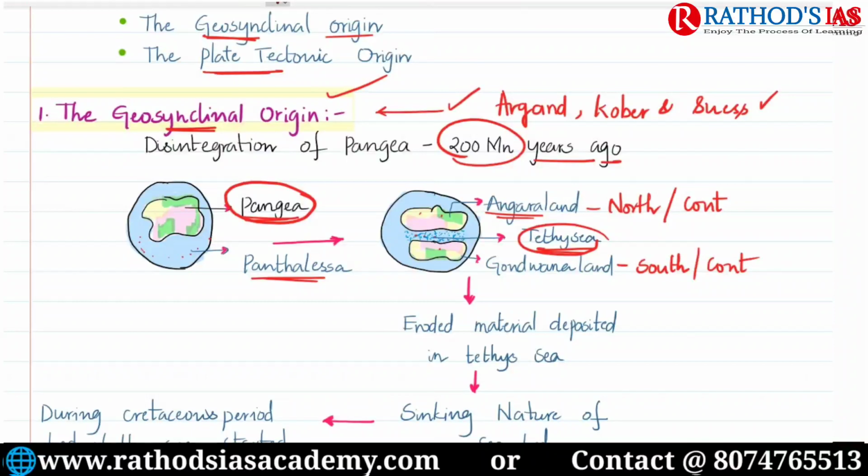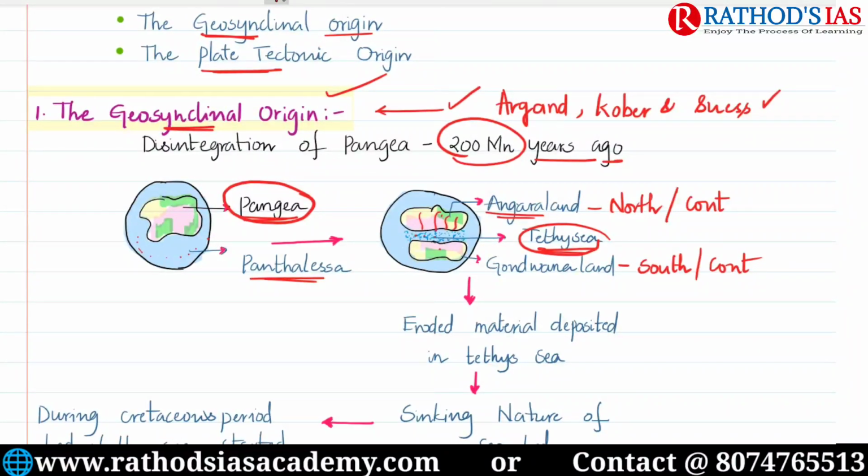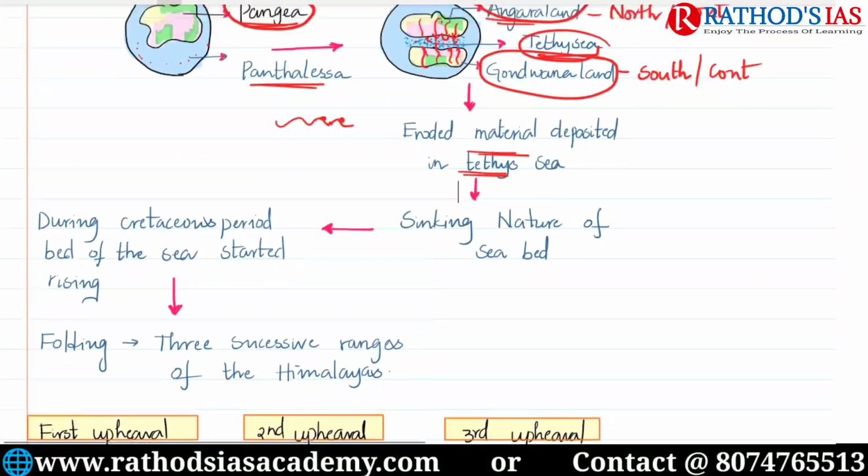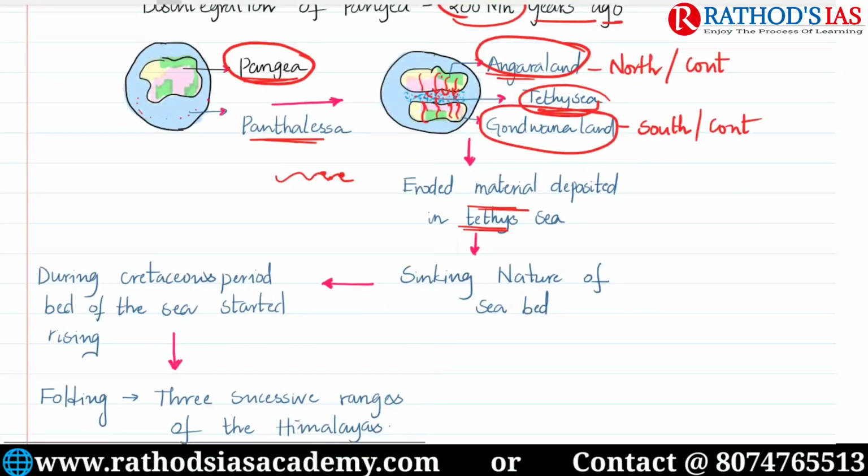And what happened? Whatever rivers are present in Angara land started flowing into this Tethys Sea, and whatever rivers are present in Gondwana land also started moving towards this Tethys Sea. Whenever rivers are flowing, they bring some sediments. Those sediments were deposited in this Tethys Sea. So eroded material from both Angara land and Gondwana land was deposited in this Tethys Sea. Whenever huge amounts of deposits were deposited, that led to the sinking nature of the seabed.